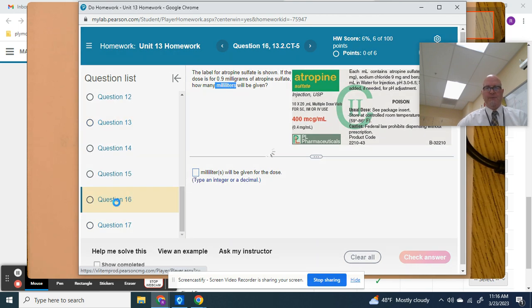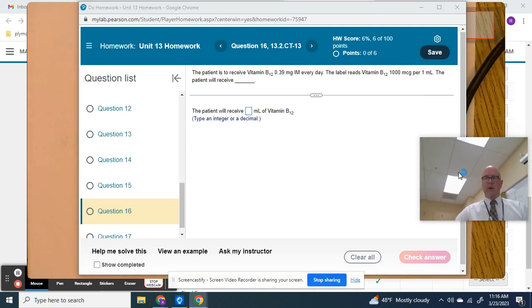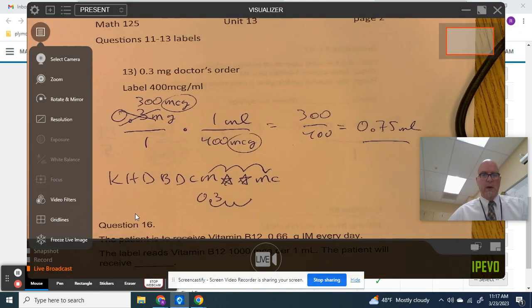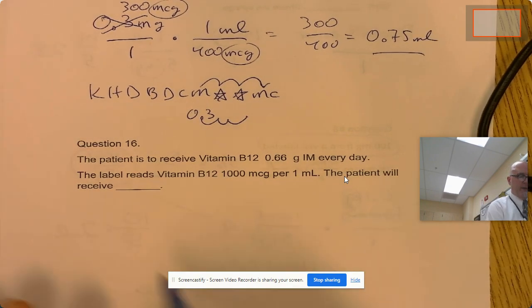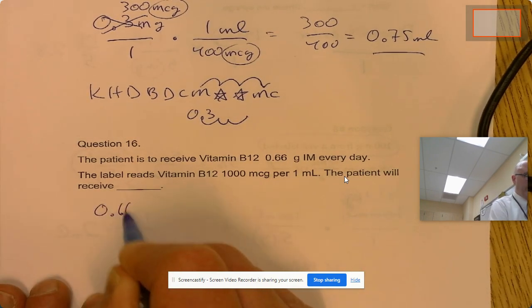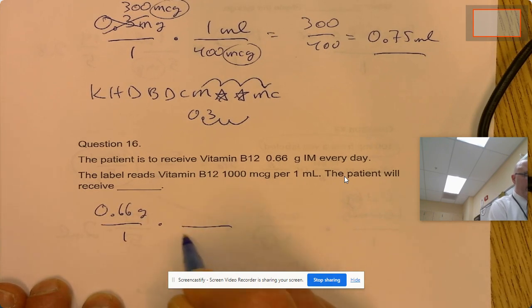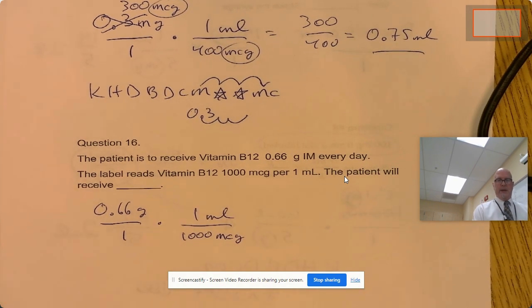Now, question number 16 talks a little bit about the idea of milligrams and micrograms. Again, okay, and it's talking about vitamin B12, and it's talking about something similar. Oh, this is interesting. On this question in 16, they used micrograms. On my paper question, which is here, it actually uses grams. Okay, so that's another thing that's happening here. So the doctor's order here would be 0.66 grams over 1. The vitamin B strength is 1,000 micrograms for every 1 ml. And I have that there.